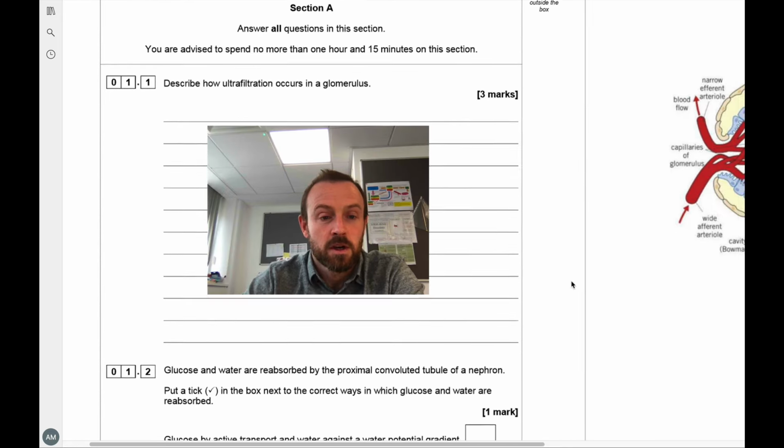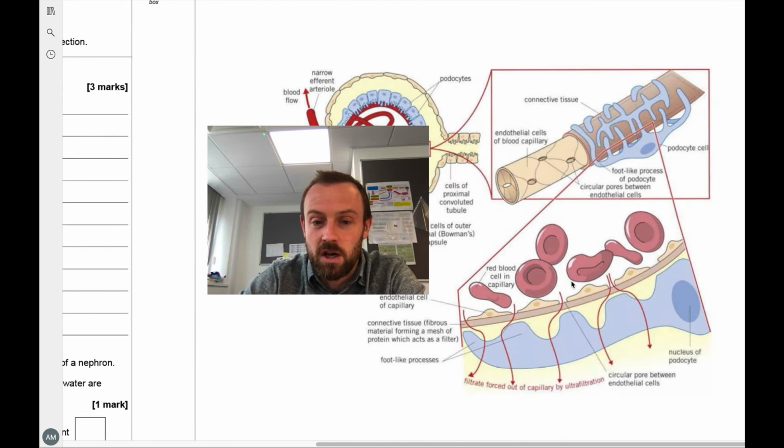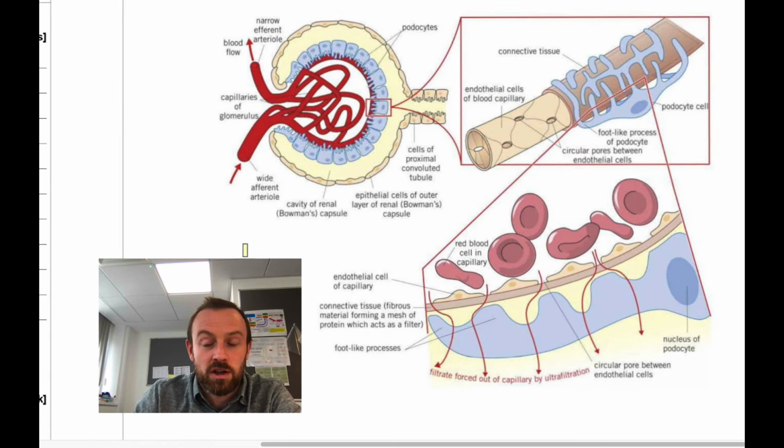Okay, first question. Describe how ultrafiltration occurs in a glomerulus. Nice, easy question to get you going. So I've put a picture over here just to give you a visual representation of that. The first thing we need to say is that ultrafiltration starts with the generation of high hydrostatic pressure. You don't really need to know exactly the mechanism of that, but there's a wider afferent arteriole here and a narrow efferent arteriole here. So basically more fluid is flowing into the glomerulus, which is a bundle of capillaries, than is going out. So you've got high physical pressure, so high hydrostatic pressure generated.